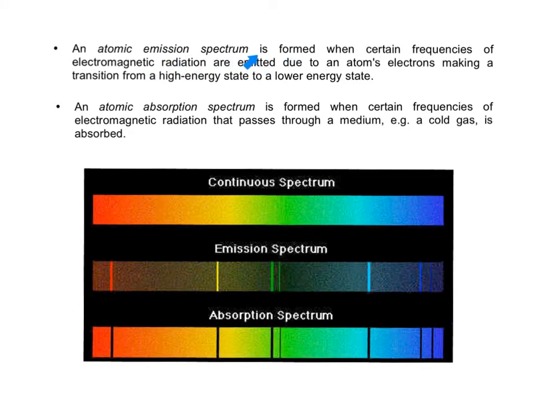An atomic emission spectrum is formed when certain frequencies of electromagnetic radiation are emitted due to an atom's electrons making a transition from a higher energy state to a lower energy state. Now, we'll still explain this in more detail, but this spectrum is not continuous. It doesn't have all the colors of light. Something else we just need to note is that it talks about certain frequencies of electromagnetic radiation.